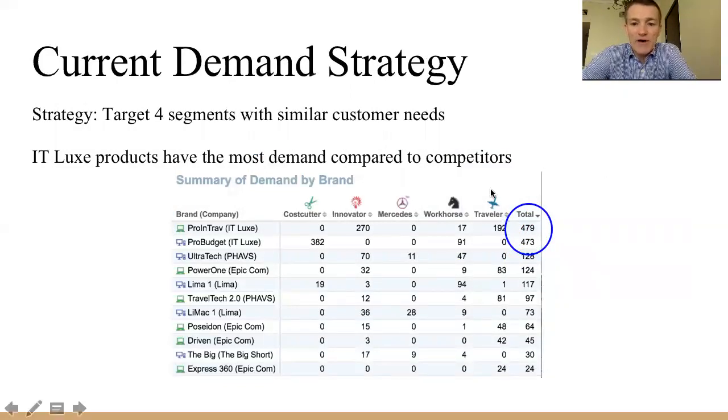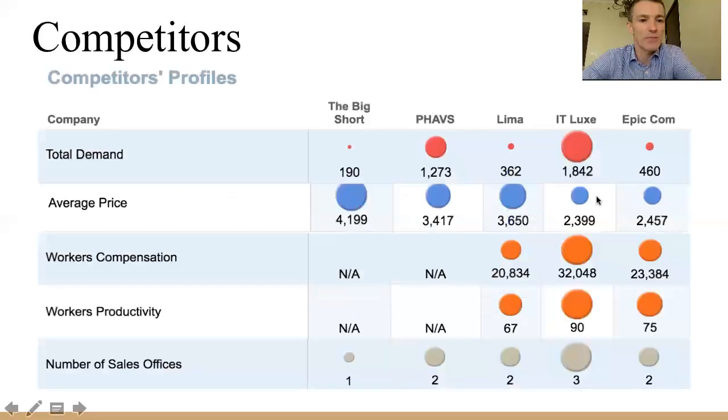I like the way you've highlighted that. Very good. That's excellent. Again, you see this often on TV, you don't necessarily have to put the whole chart. Maybe you show the top three and blur out everybody else, so we don't start reading numbers that we don't need to. IT Lux products have the most demand compared to competitors. Good. That's your message. That's a good one.